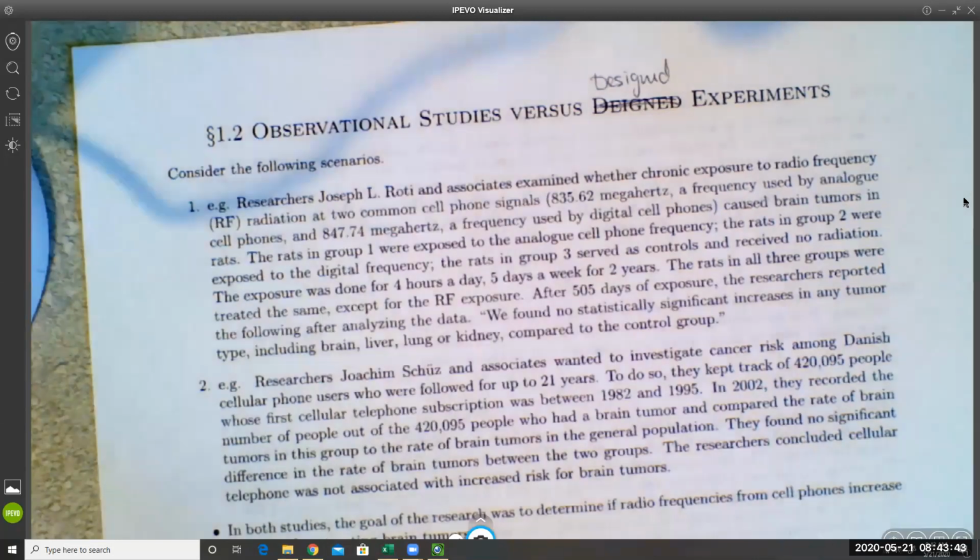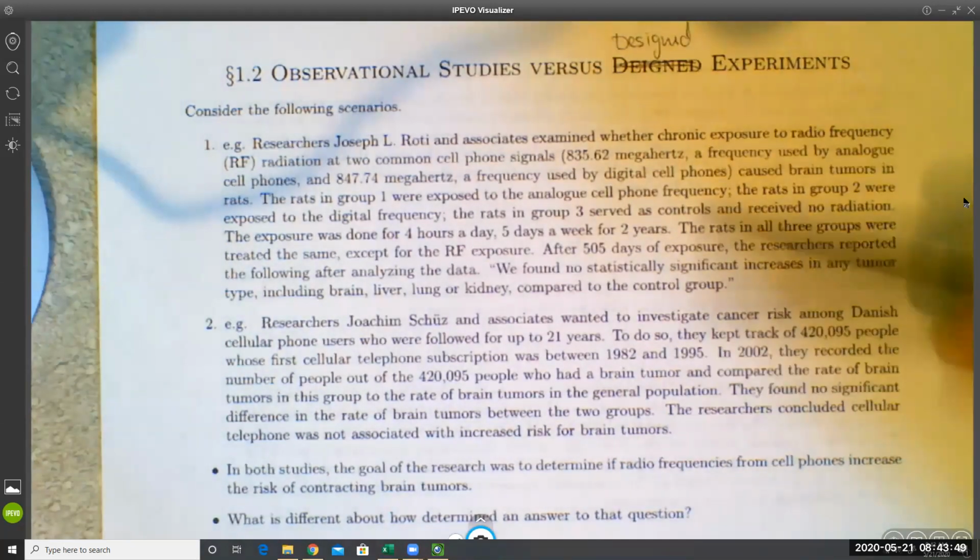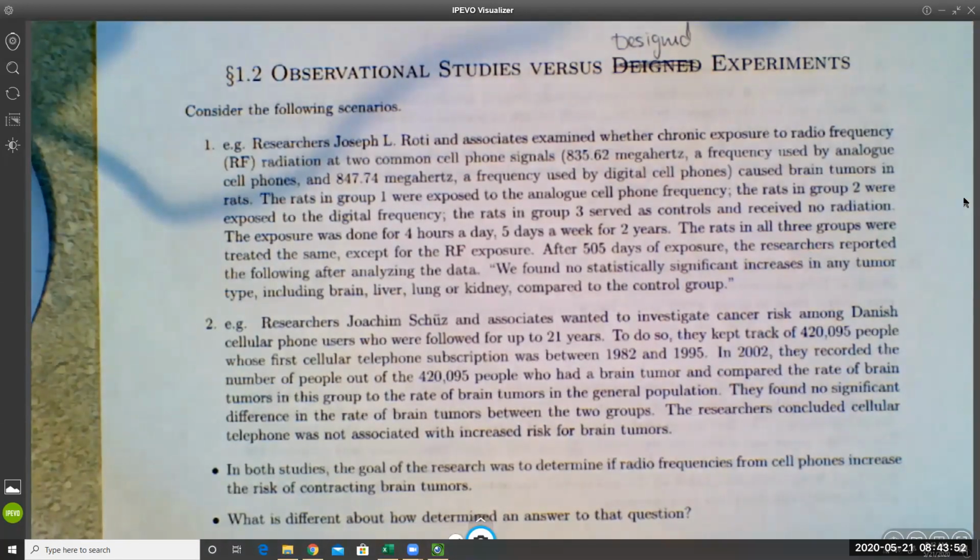So what I want you to do is give the video a pause and then read through these two scenarios, okay? And as you're reading through them, think about, first of all, what was the goal of the study? So what were the researchers trying to determine? And second, compare and contrast the way that they went about trying to find an answer to that question. And then we'll talk about it together. So go ahead and give the video a pause, read through the scenarios.